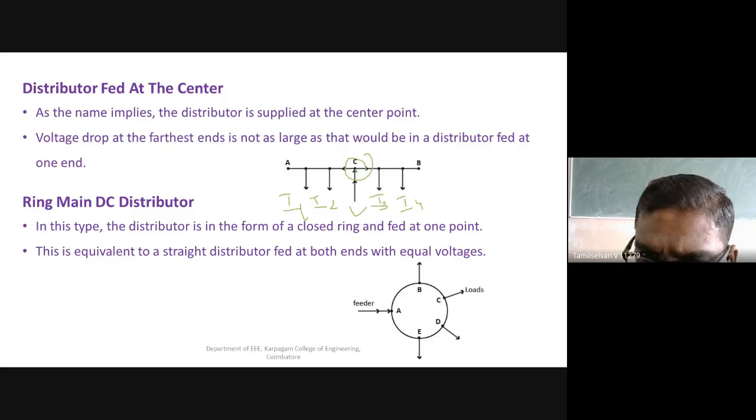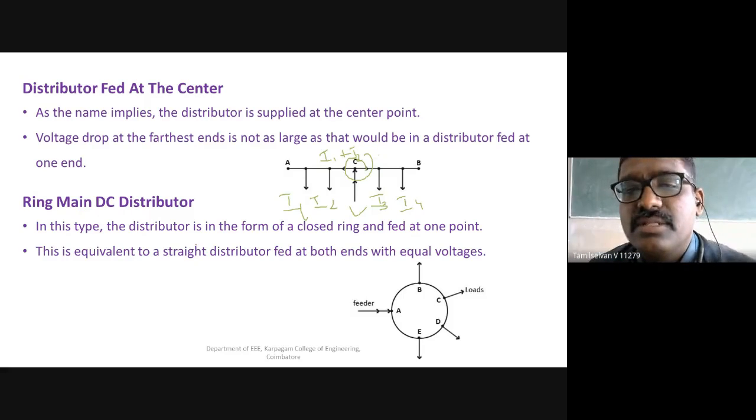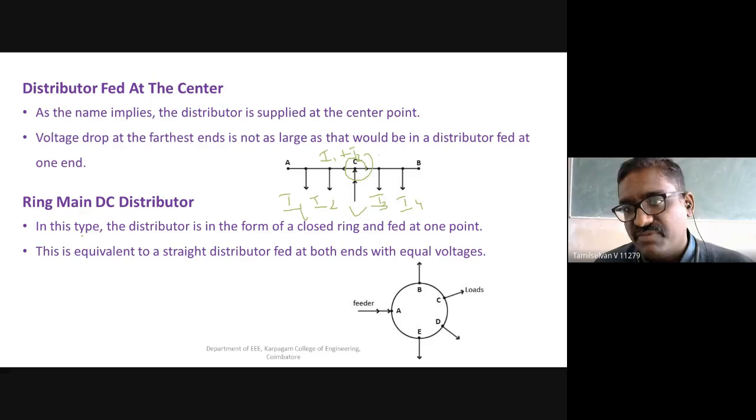So from the feeding point, the current at this point is I1 plus I2, where the current leaving at the node is I1 and I2, so the entering current will be I1 plus I2. Similarly, from this point, the current entering towards the B point is I3 plus I4. Okay, so what will happen here? The last load may lead to a voltage drop. We often have voltage drop on both sides of your distributor.